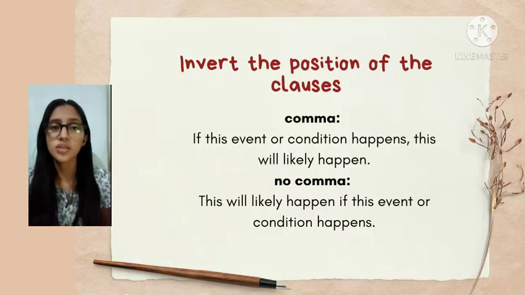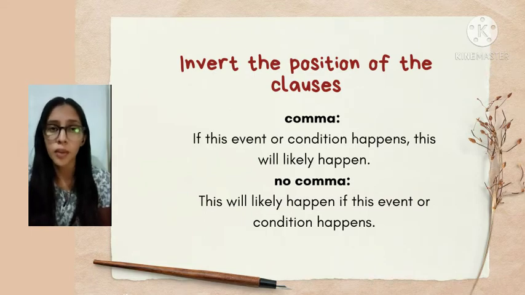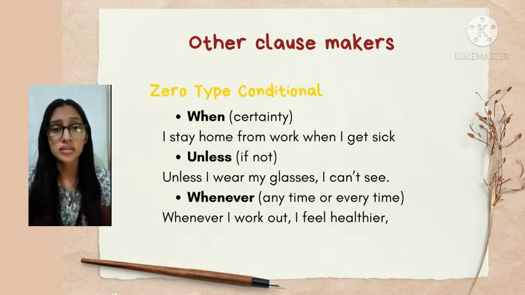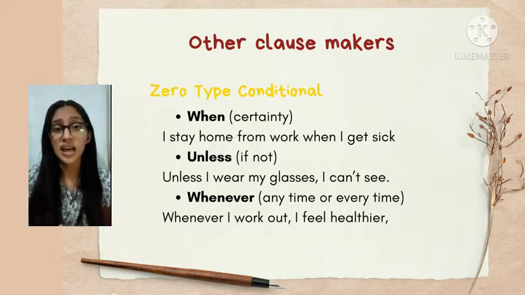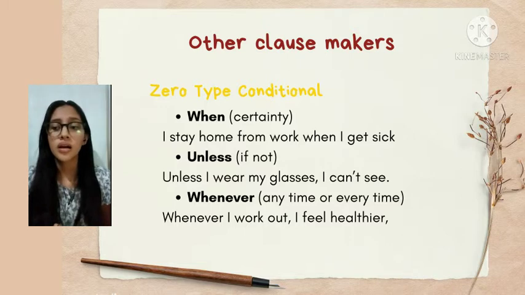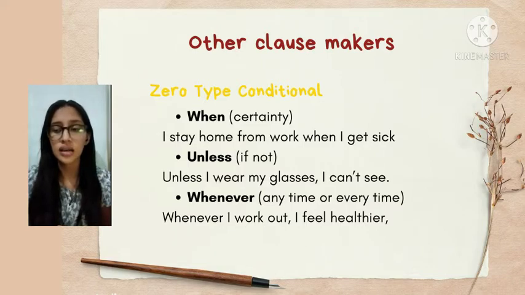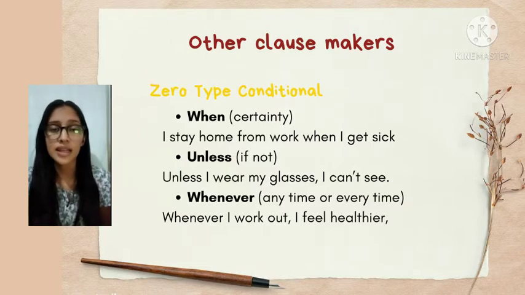First, you can invert the position of the clauses. You just have to be careful with the placement of the comma. You can also use other clause markers instead of if. For example, in the zero type conditional, you can use when to express that there is certainty that an event will happen. You can also use unless, that it will be equivalent to if not. In this case, unless I wear my glasses would be if I do not wear my glasses.